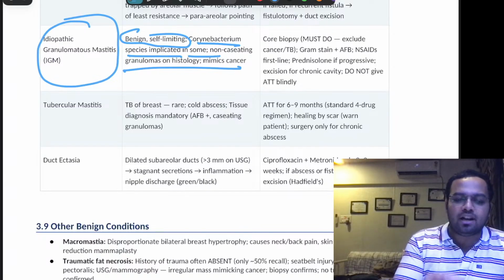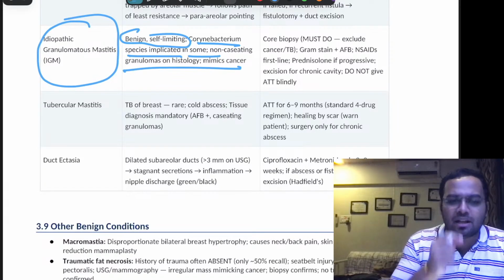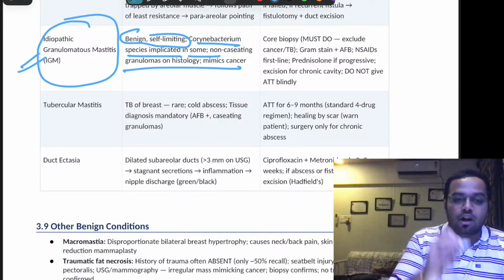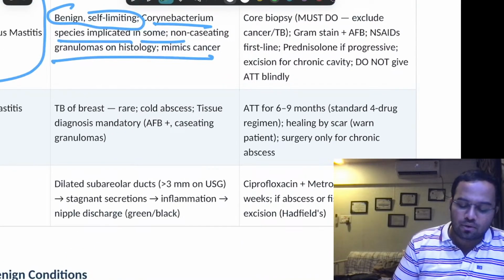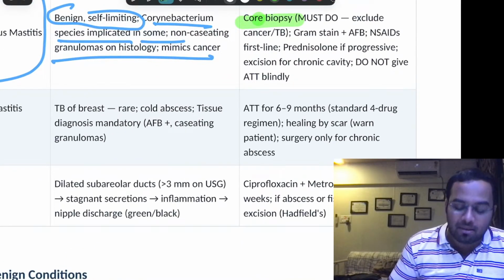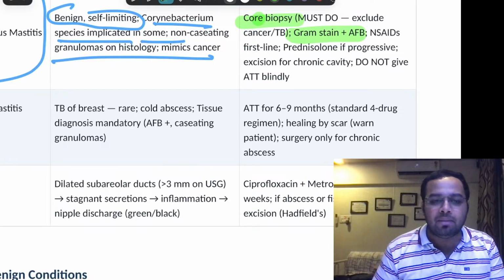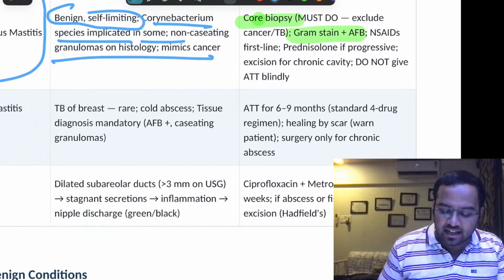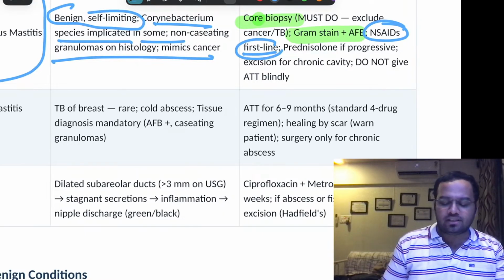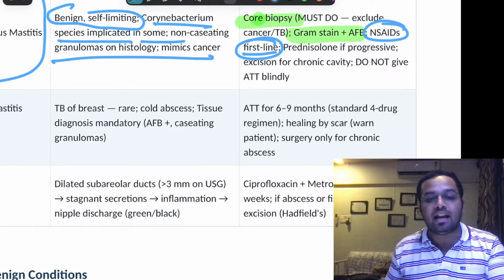So whenever you find a lump which has non-caseating granulomas on histology, it is a condition called idiopathic granulomatous mastitis. Here you can go for a biopsy. Why? Because it might mimic malignancy, and you can do a gram staining because it might be associated with underlying TB as well. And there might be some NSAIDs or first line therapy already वो patient को जा चुकी होती है, and then she comes to you.